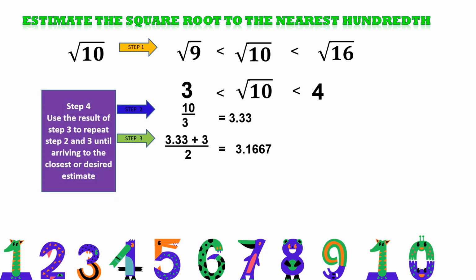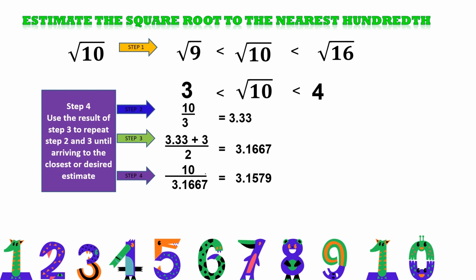Step number 4. Use the result of step number 3 to repeat step number 2 and 3 until arriving at the closest or desired estimate. Gamitin ang result ng step number 3, then repeat ang step number 2 at 3. So divide ulit tayo. For step number 2, divide natin ang 10 sa result ng step number 3. So ang answer is 3.1579.